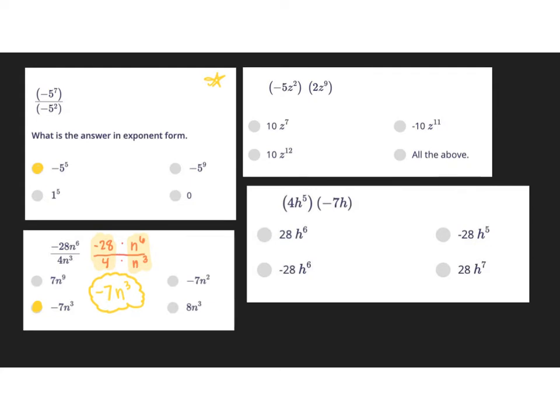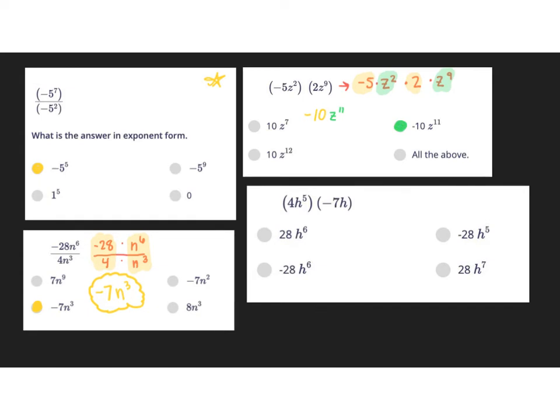First thing I want to do is break this expression apart. I have negative 5 times z to the 2nd times 2 times z to the 9th. Going to do my like terms first. So I have a negative 5 and a 2. This is negative 10. And then I have z to the 2nd and z to the 9th. This becomes z to the 11th. So negative 10 z to the 11th is my final answer here.